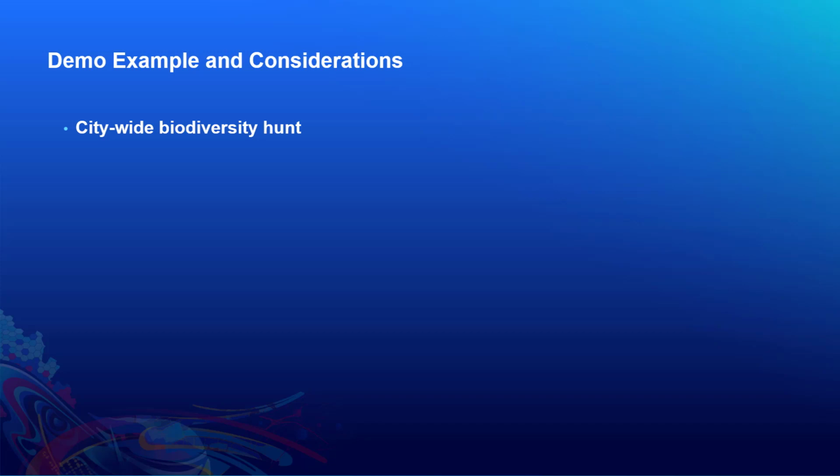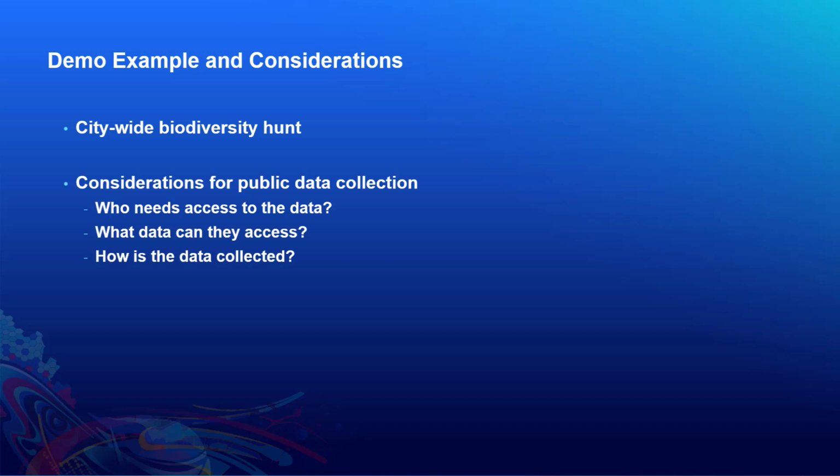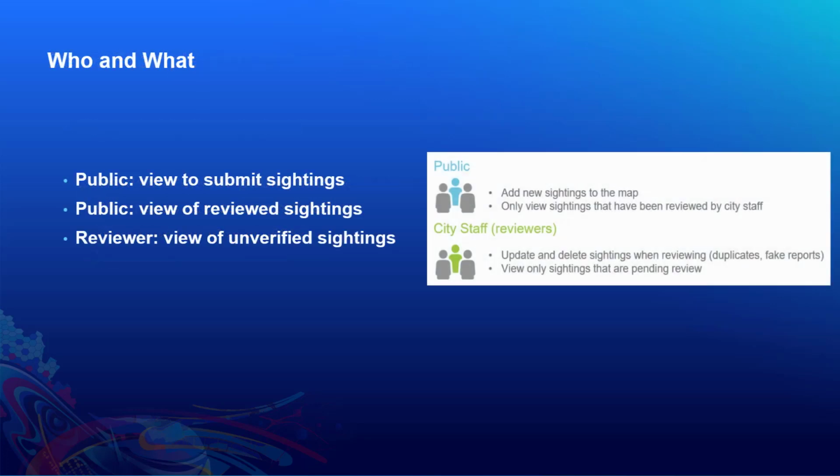So for this biodiversity hunt, we need to determine who needs access to the data, what data they need access to, and how we want to collect that data. There will be two groups involved in the citywide biodiversity hunt, since the aim is to gather public data and get the public outside. The first is the public. The second is data reviewers. The reviewer's role is to ensure that a sighting is accurate and doesn't contain any inappropriate information before the sighting is made visible to the public.